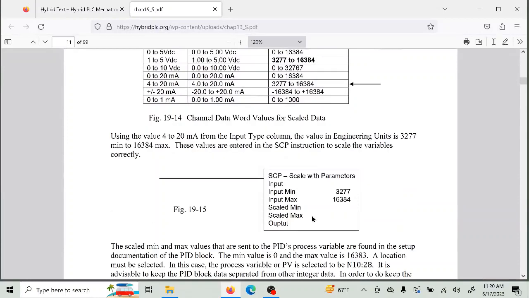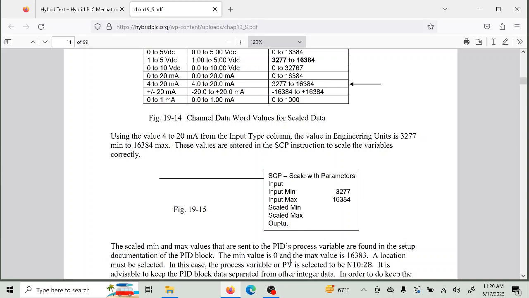Now, where these go is into the Scaling with Parameters instruction. Scaling with Parameters is nothing more than a calculation of the old expression y equals mx plus b. So basically, they're giving you the input, and then the scaled min and the scaled max would be my actual numbers. Down here, I would have to pick numbers that would be my scaled variables, like 0 to 1,000 or whatever. So 1,000 is my high number. I would have 0 for the min and 1,000 for the max. Usually, the min is 0. Usually, the max is the maximum number.